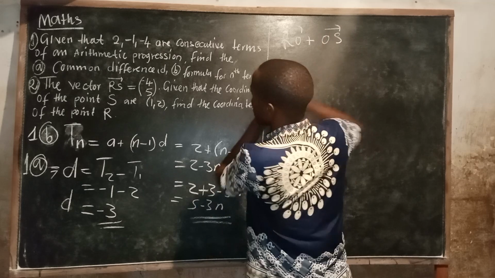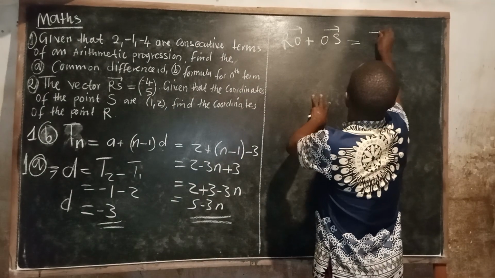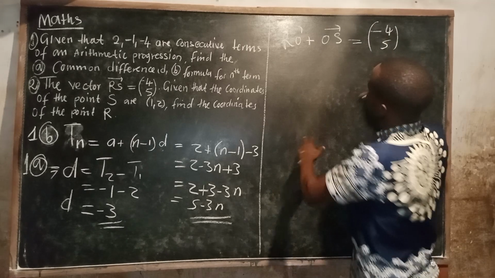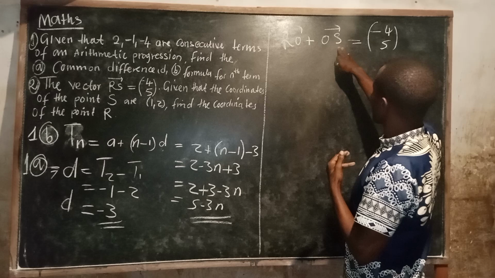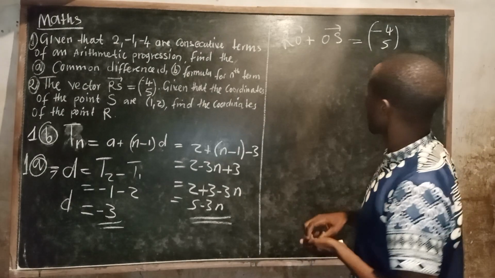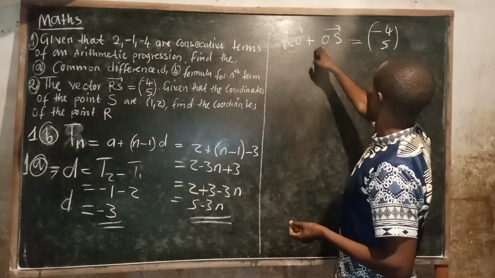is equals to what? We are given the coordinates there, or the vector 4, 5. So for us to reach it on this one, that is how we are going to move. It's from the origin. So we move RO plus OS.